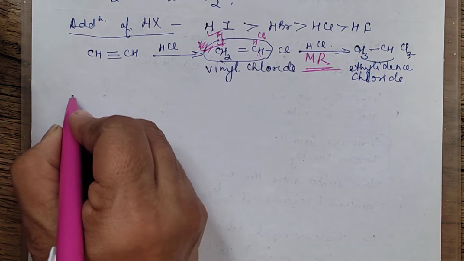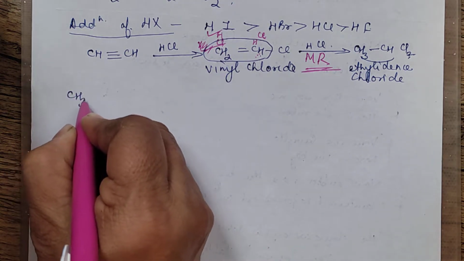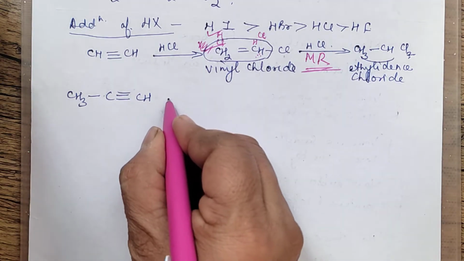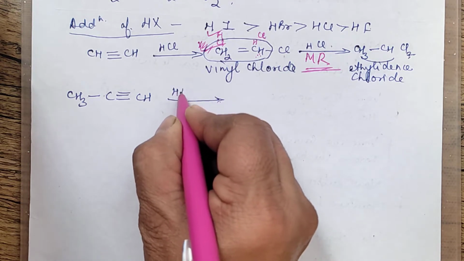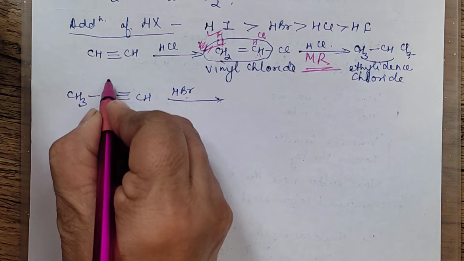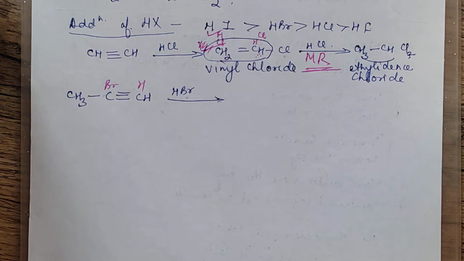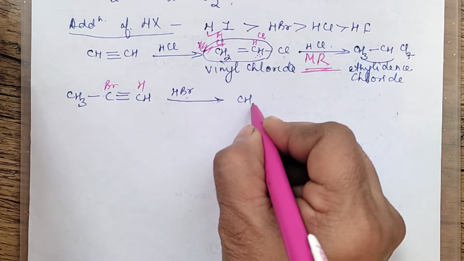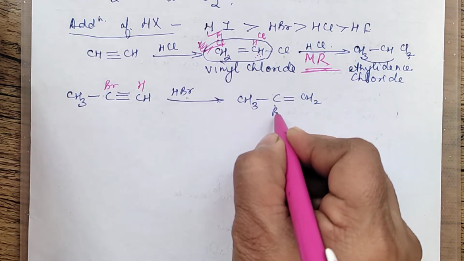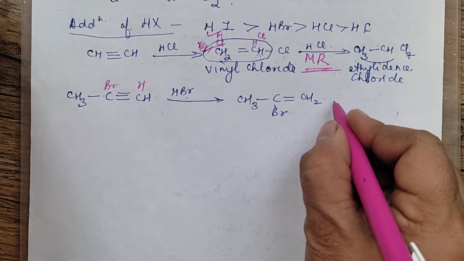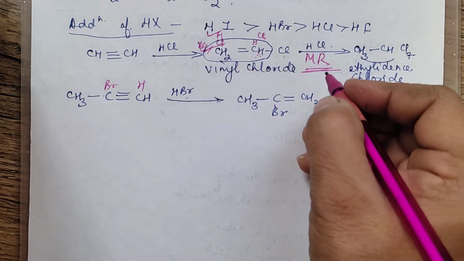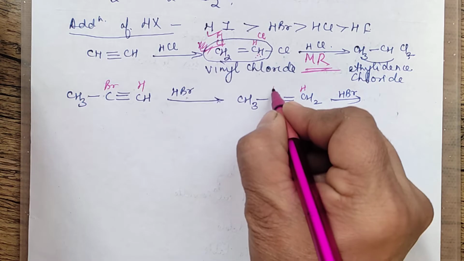Right? Now, suppose I take an example of an unsymmetrical alkyne. Say we have taken propyne and we want to add HBr to this. It will follow Markovnikov's rule. That means the negative part will add on to the carbon atom having less number of hydrogens. So you will have CH3 here, C double bond CH2, and you will get Br here. Still there is unsaturation, so one more HBr can add on. Again the next HBr will add on as per Markovnikov's rule. You will have H here and Br here.